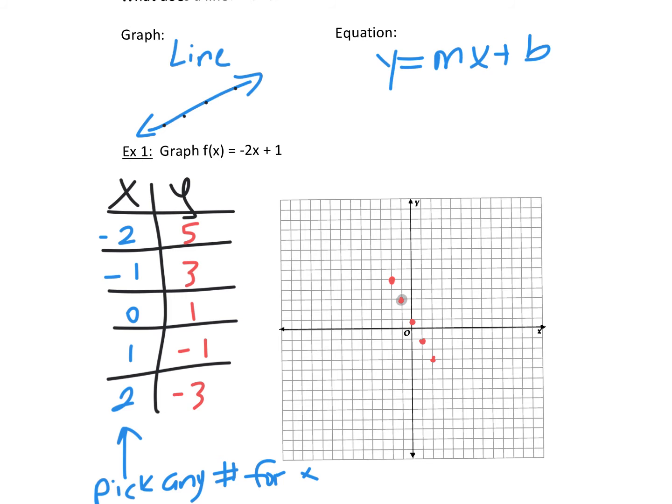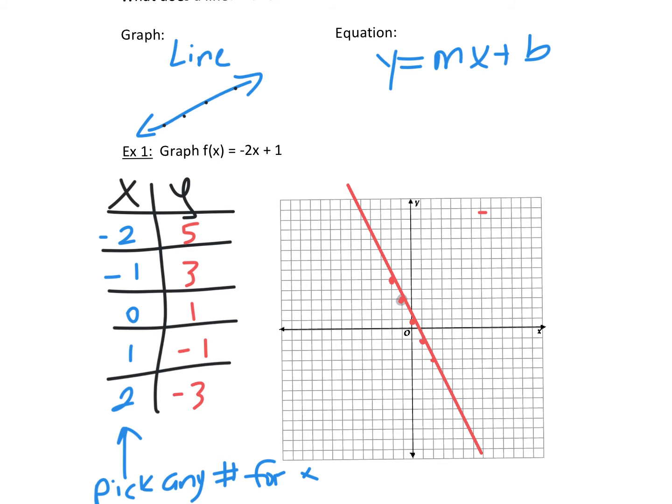Okay, once you have your points, you take your ruler, which I'm going to use on here, and you draw a straight line. Your line is going to go past the points. So you're not just connecting the dots. Remember, these are just a couple of points on our line. You're going to go past it because the line is infinitely long.